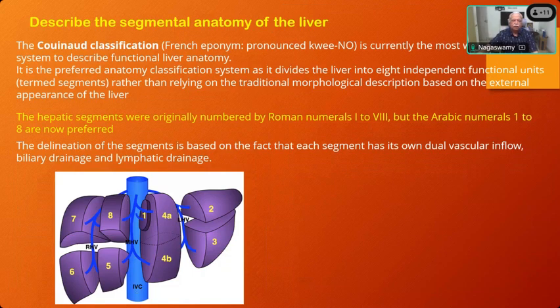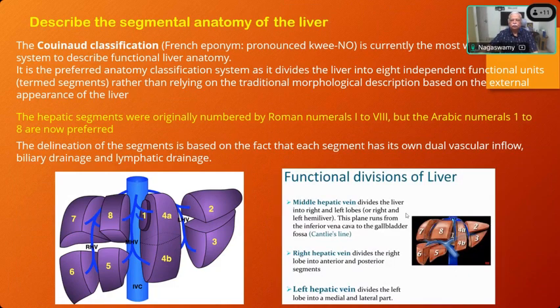and its branches, hepatic vein branches, and there are functional divisions. This is more for those who want to become liver transplant anesthetists, and they should know all these things. But at least remember that there are 8 Couinaud segments which are mainly based on the hepatic vein divisions, right? Middle, right, and left hepatic vein divisions.